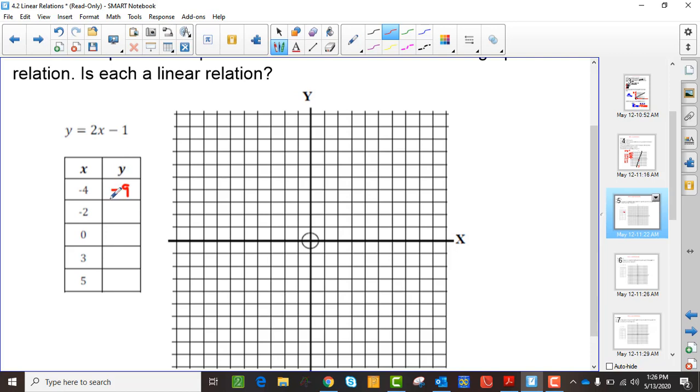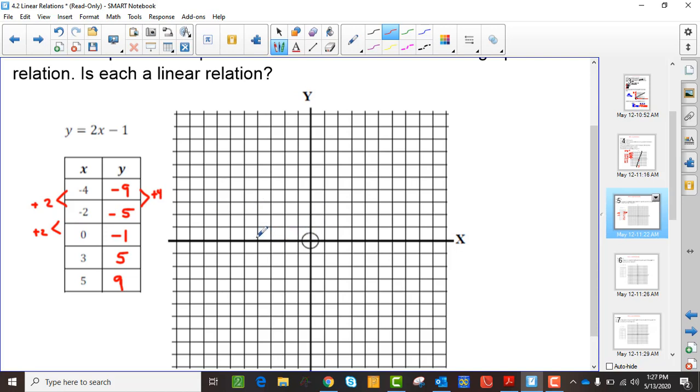So this is minus 9, then minus 5, and then 0 is going to be minus 1, and then 3 is going to be 5, and then this is going to be 9. Okay? So what you'll notice is as this jumps by 2, this is going up by 2 each time. Okay? This is jumping by 4 each time.